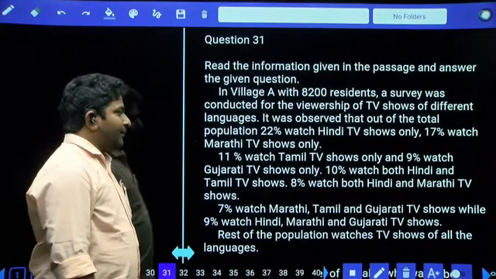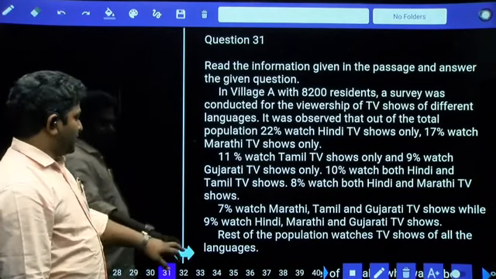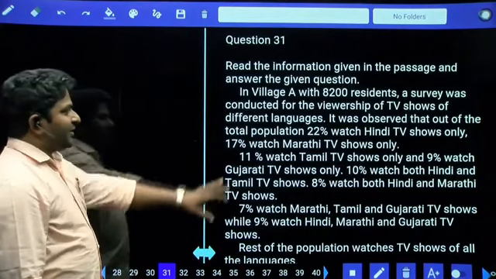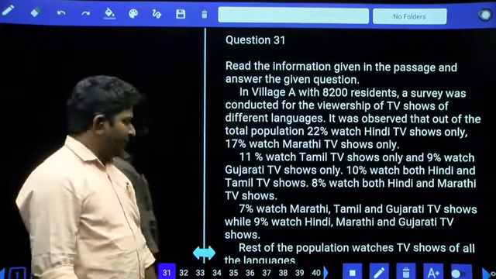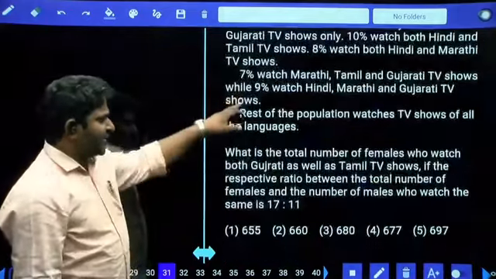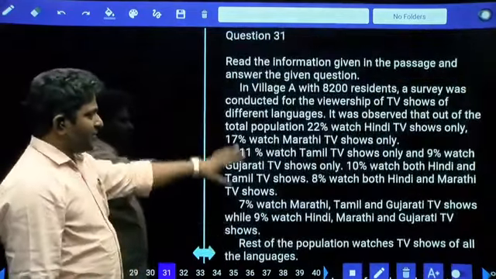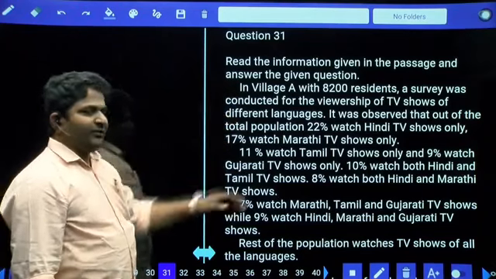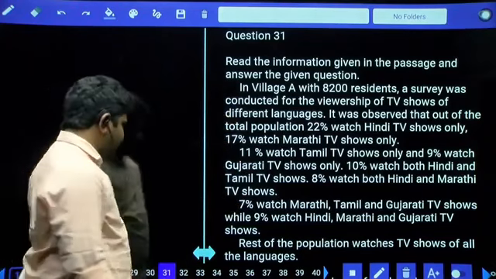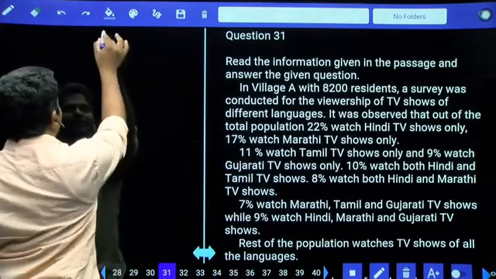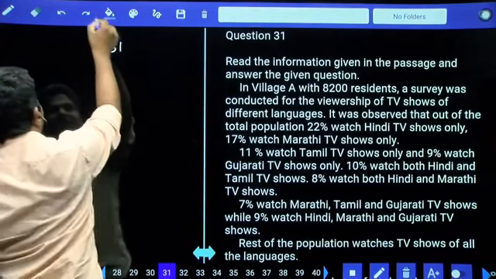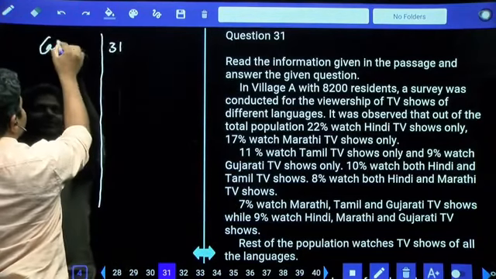IBPS prelims. Let's start from question number 31. So we are here with caselet. Whenever we are starting with caselet, see the information. If the information is too small, then we can start these questions. Otherwise, let's hold the question. From 31 onwards, we were having caselet.